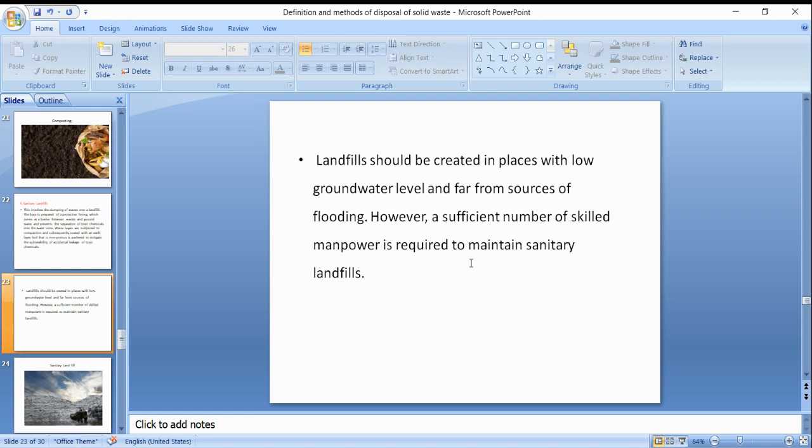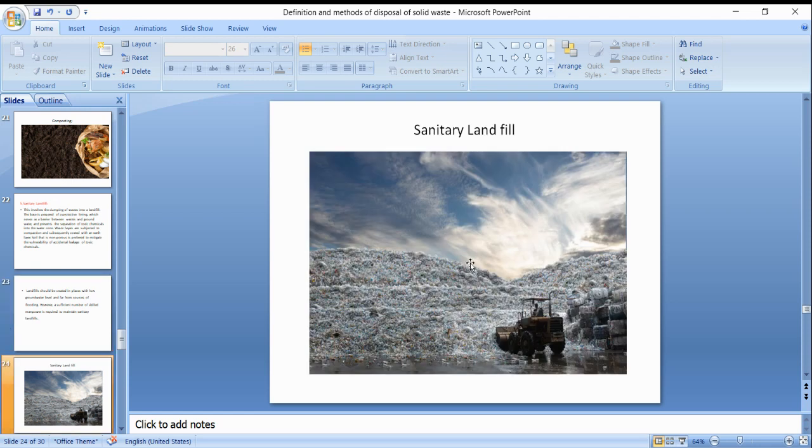However, a sufficient number of skilled manpower is required to maintain the sanitary landfilling. So here it is, sanitary landfilling, for this much of the waste that we are generating.